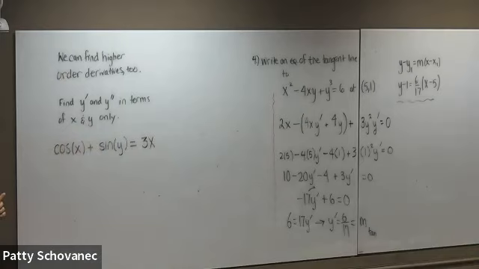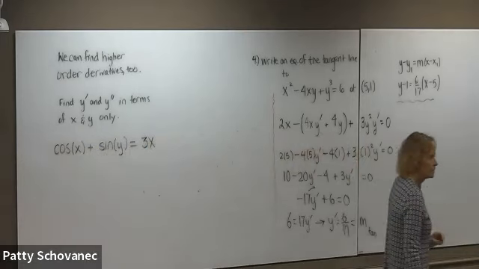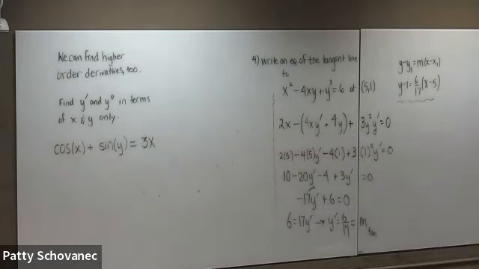So your trained eye sees an equation, that's when you know to use implicit differentiation. We're going to start the same way. We're going to go through and take the derivative of each term, generate an equation that has x, y, and y prime in it, and solve for y prime.